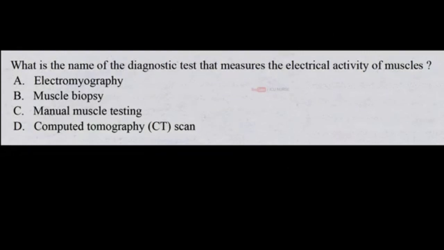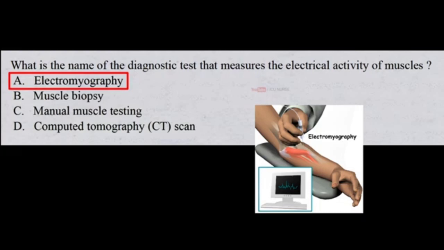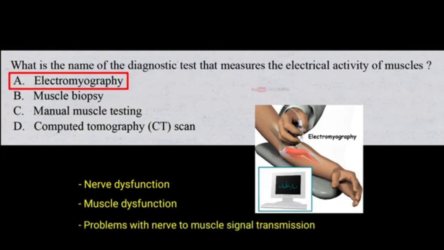What is the name of the diagnostic test that measures the electrical activity of muscles? A. Electromyography. B. Muscle biopsy. C. Manual muscle testing. D. Computed tomography scan. And the correct answer is A. Electromyography. Electromyography is a diagnostic procedure to assess the health of muscles and the nerve cells that control them. EMG results can reveal nerve dysfunction, muscle dysfunction, or problems with nerve to muscle signal transmission.